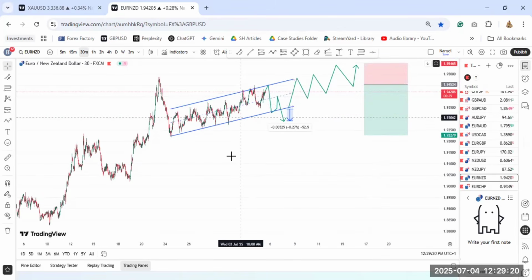This channel breakout strategy is easy, but it requires you to be very patient to wait for the breakout to occur. It also needs you to know how to correctly draw a channel, and I have shown you all of that in this video. If you have any question regarding this, again, just let me know in the comment section.